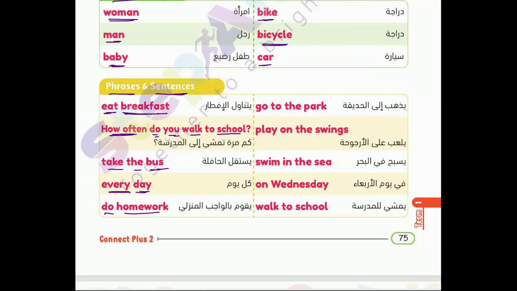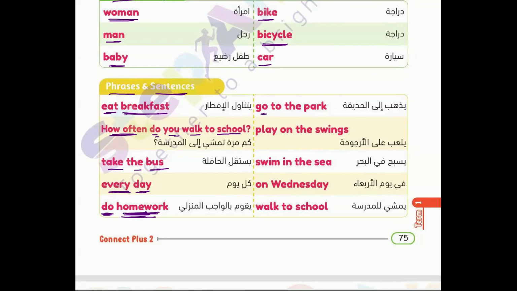Do homework. Here I would like you to pay attention to the verb do. With homework, we should always use the verb do. Never use make, it's not correct. The word homework comes with do. Do homework. I do homework. I can do my homework. I finished doing homework. So do is the main verb we can use with the word homework.